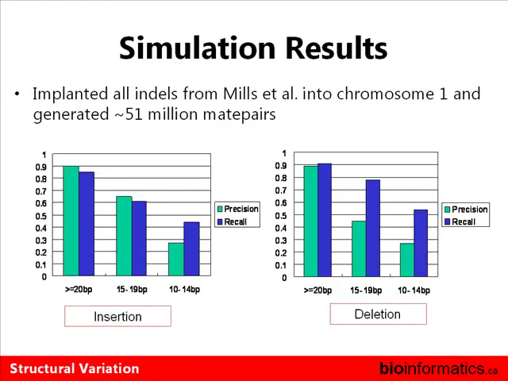How long did it take to process the 51 million mate pairs? It wasn't very long. We did all this on the cluster, so this was just a few hours. Doing this for the whole genome, wait another two slides and I'll answer the question you wanted to ask. And it drops off, and basically below 10 base pairs, the method can't find anything.